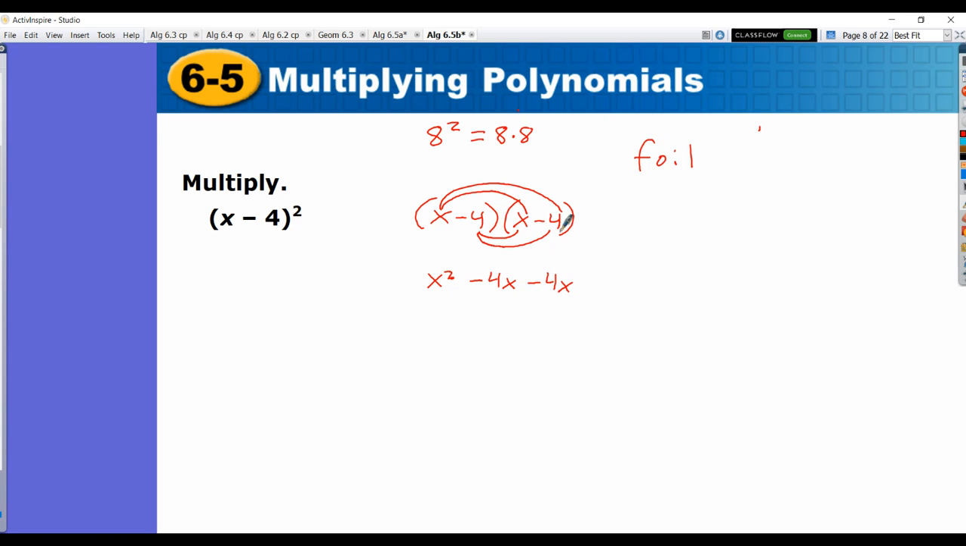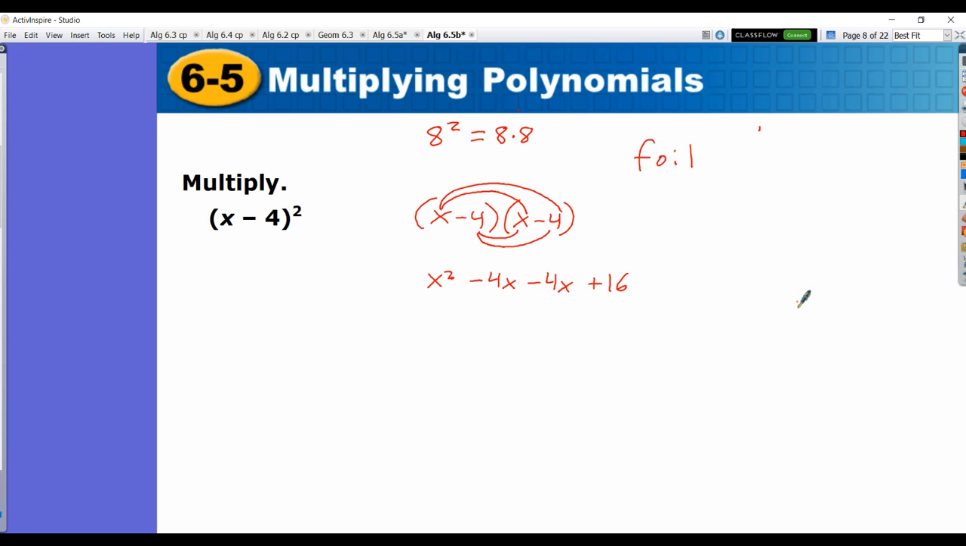And then we have the L, the last. So we have -4 times -4. A negative times a negative is a positive. So positive 16. All right. That's what we got after we completed everything with FOIL.